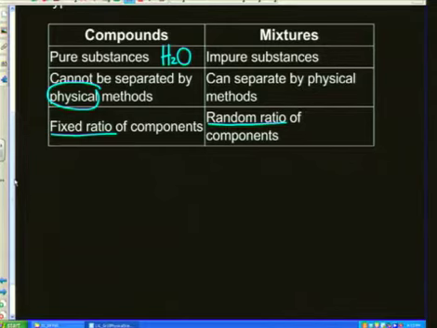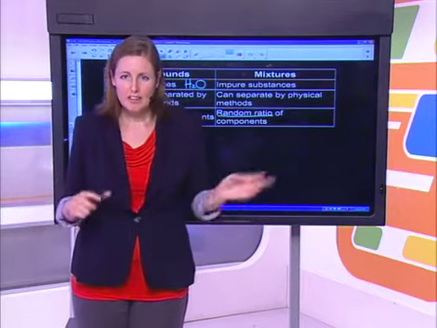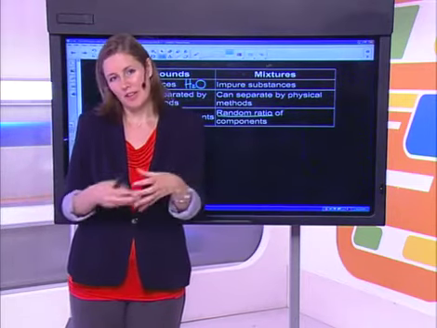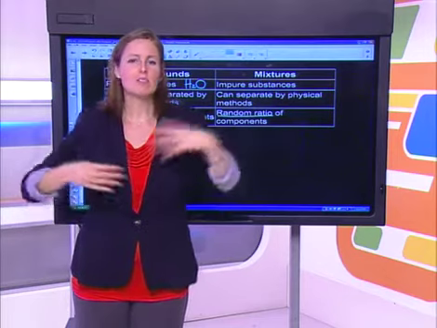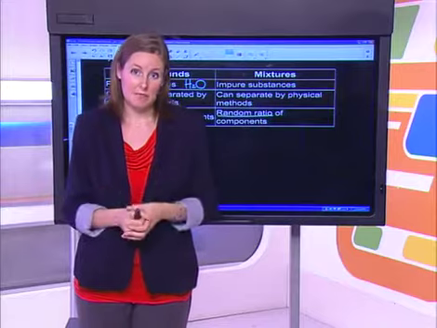Or if we go over to the iron filings and the sulfur, I could put lots of sulfur down, or just a small amount of sulfur with those iron filings. So it's very much a random ratio. They haven't chemically joined together, and so I can separate them physically.